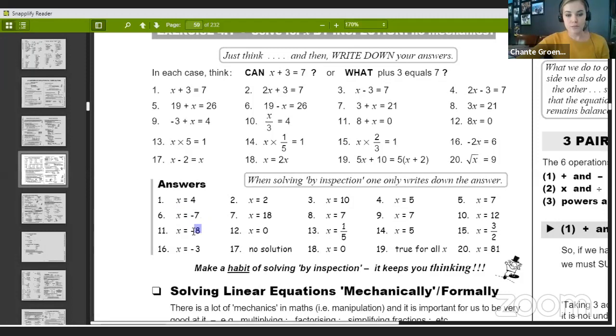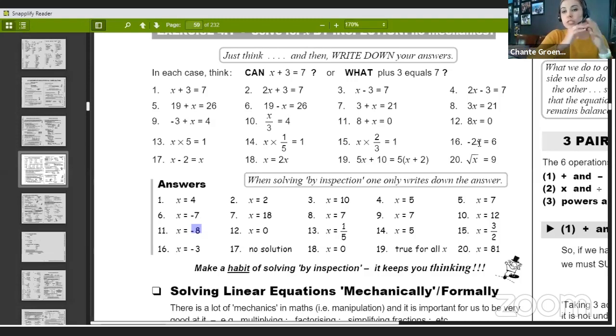Negative 8. Okay. Next up, I wanted you to do number 16. Again, I want to take away everything in front of the x. This is not a minus 2 plus 8. It's together. So what do I want to do?